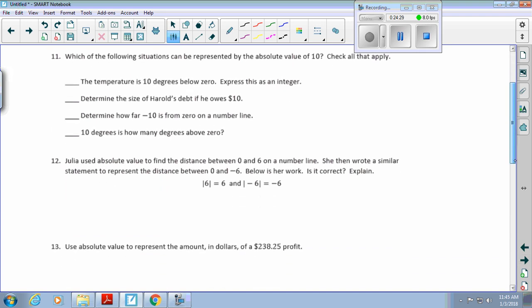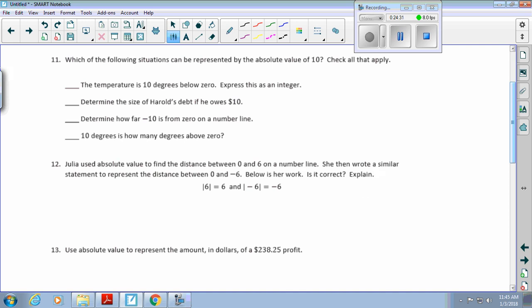This question I don't really love. What else is new? Which of the following situations can be represented by the absolute value of 10? Yeah, you know what I'm going to do? I'm just going to have you guys find the absolute value of these. So what is the absolute value of 10 degrees below 0? So -10, right? The absolute value of that is, no, not negative 10, it's just 10, right?